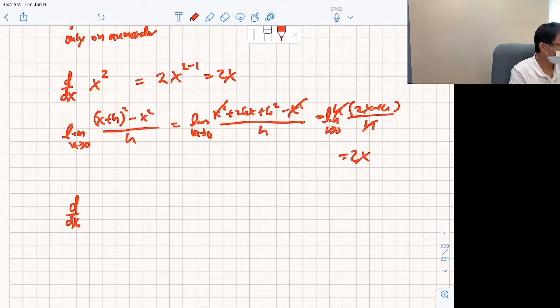Is there any time where the power rule won't work, or is it always applicable? It depends.